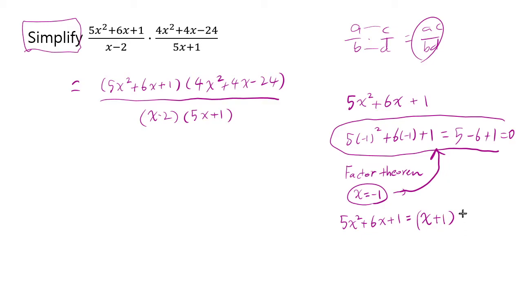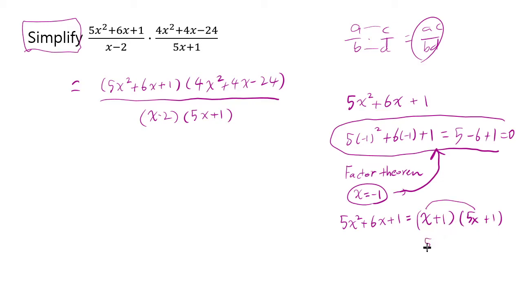And so now all you have to do is figure out what this other factor is. If you know one factor, it's really easy to find the other one, because x times 5x gives you 5x squared, and 1 times 1 gives you 1. So it has to be this. There's nothing else that can produce the 5x squared and 1. All you have to do now is check that you really do create this when you FOIL it out. Let's do that.